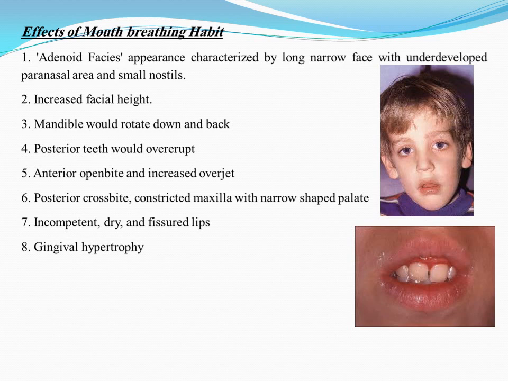Number 6, posterior crossbite. This is accompanied by a constricted maxilla with a narrow-shaped palate. Number 7, incompetent lip and dry and fissured lips. Number 8, gingival hypertrophy.